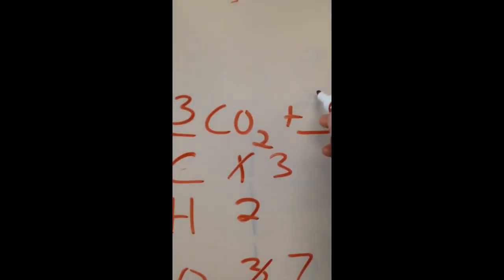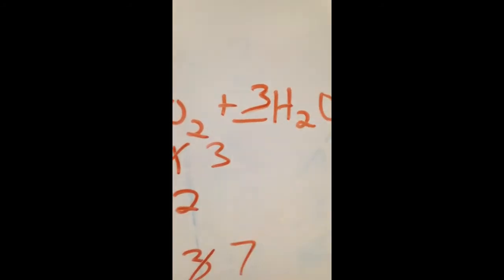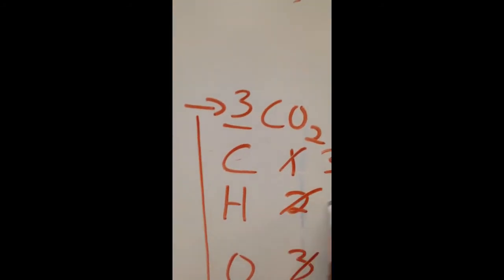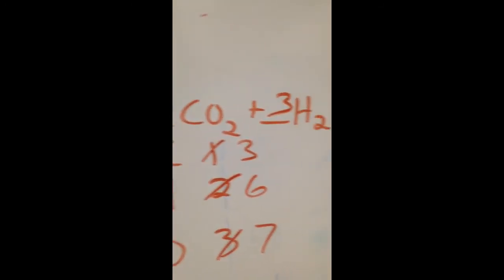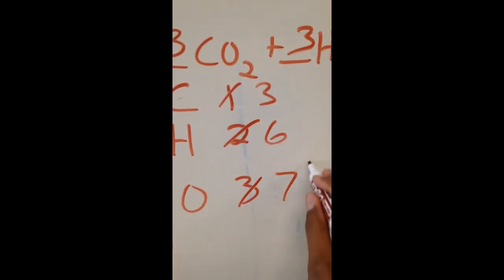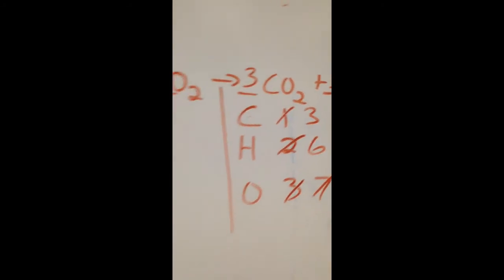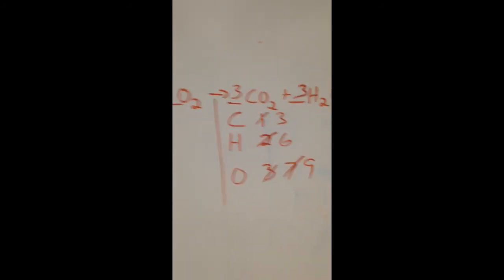So 3 times 2 is going to give me 6. So now I have 6 hydrogen, but now my oxygen count changes. So I have 6 plus 3, which is now 9. Okay. Now I'm completely balanced on carbon and hydrogen.